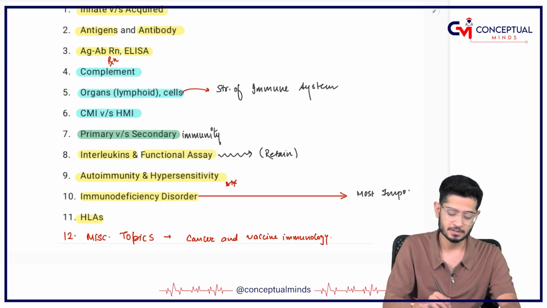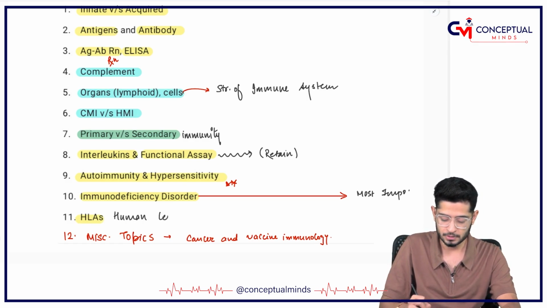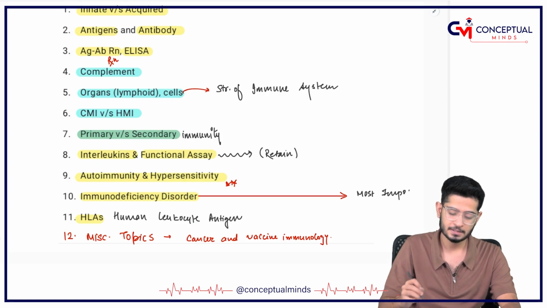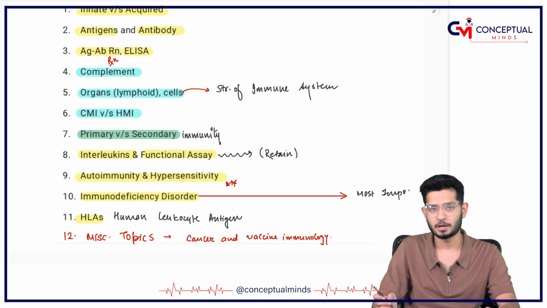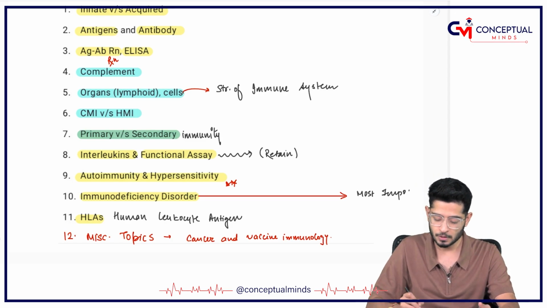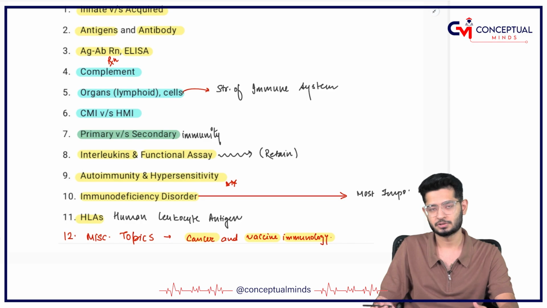Then in the end, we'll discuss the HLAs. What is HLA? That is human leukocyte antigen. Alright, and then coming to the last topic, actually it's a miscellaneous topic. Earlier we used to consider it as part of microbiology, but nowadays pathology and microbiology have an overlap of it, but still I'll teach you cancer and different vaccines and the immunology related to both of them.